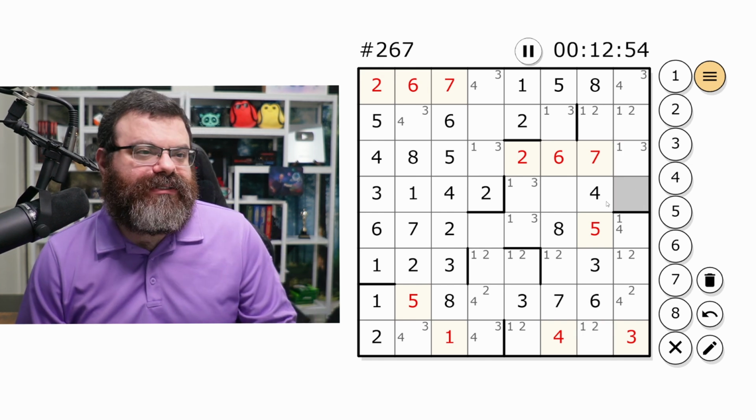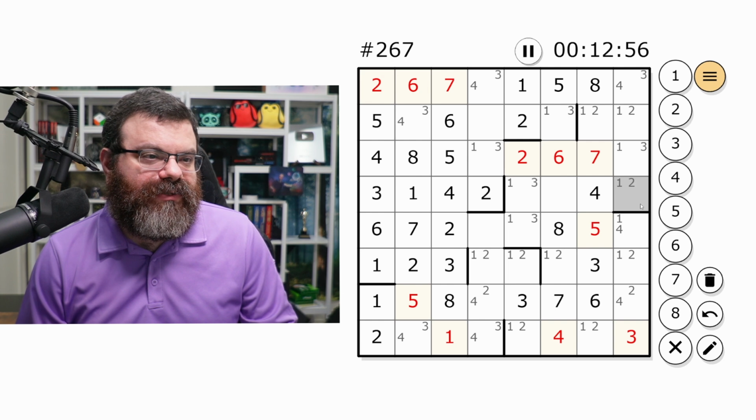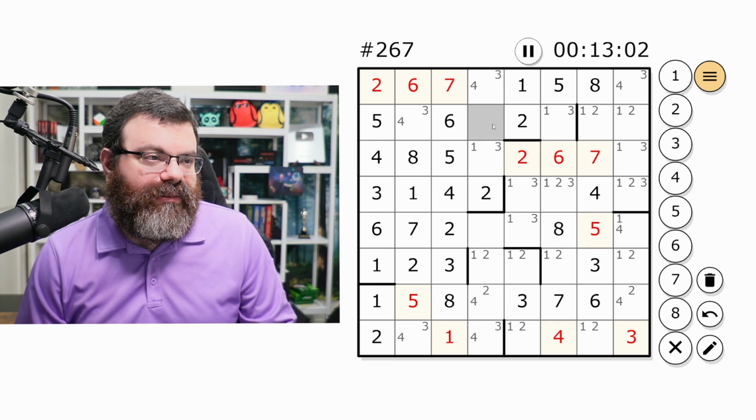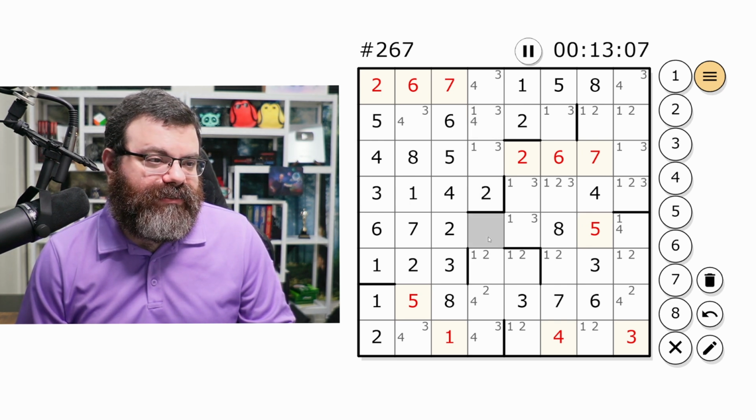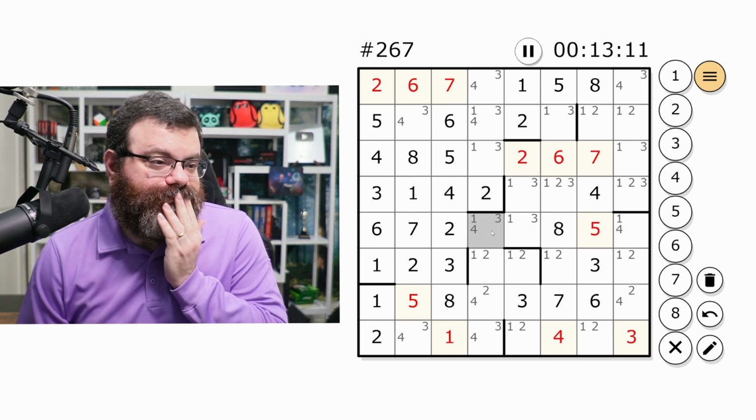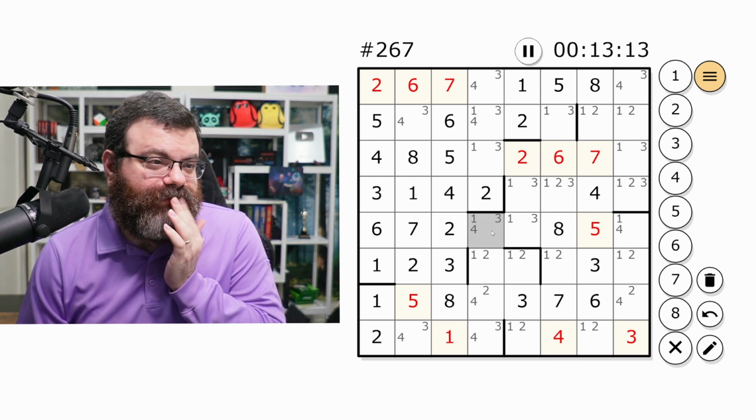I'm just gonna pencil the rest, just make sure I didn't miss anything. So this is 1, 2, 3, and this is 1, 2, 3. And I'm not seeing any reason to clean that up further. This is 1, 3, 4. Again, no reason to clean that up further. And this is 1, 3, 4. Same deal. Okay. So now what?